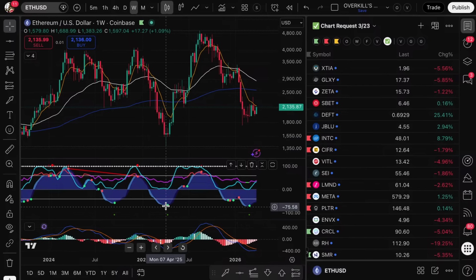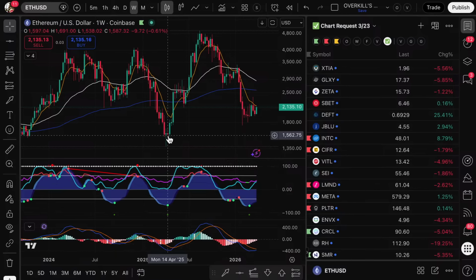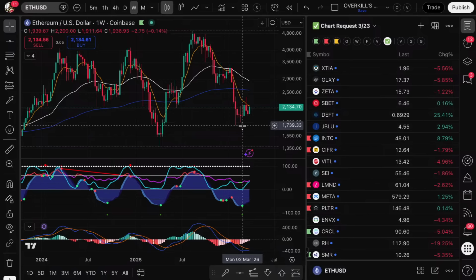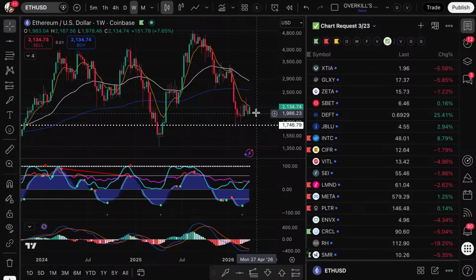But we don't listen to the noise. We listen to the indicators. We listen to the data, okay? That green dot was the perfect buy signal back there, just like it was here in 2024 and 2023. And again, we'll see how this turns out, but I got a good feeling the bottom is in here for Ethereum. There's just too many bottoming signals showing right now at 1750.